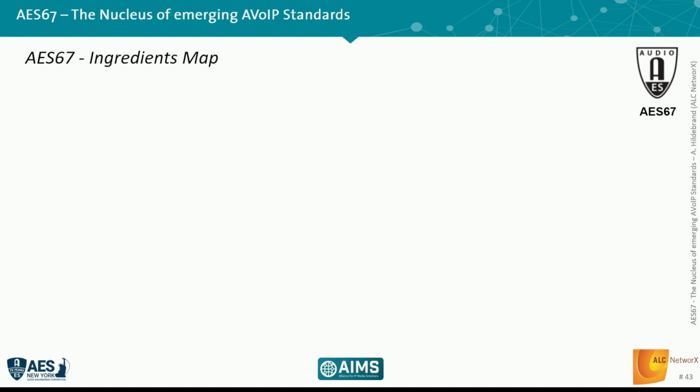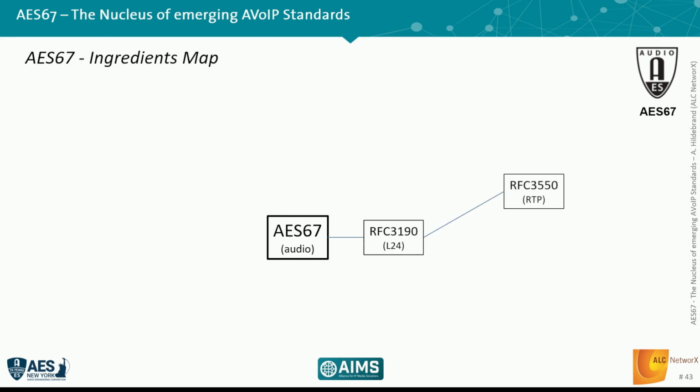So if we look at the ingredients map, and you know what I'm trying to picture right now, we have AES67. It's built on RFC 3550, which is the RTP transport with a linear PCM encoding format definition.